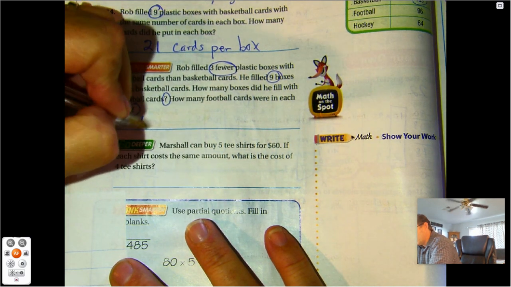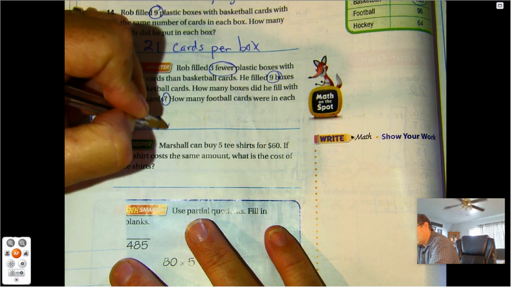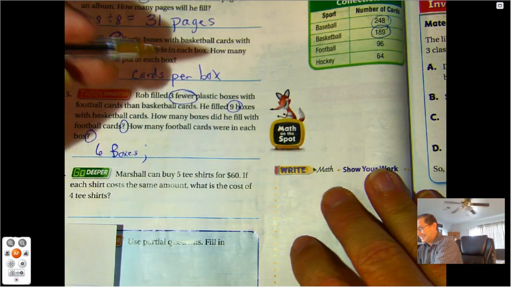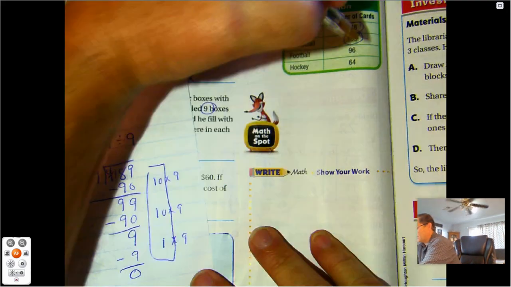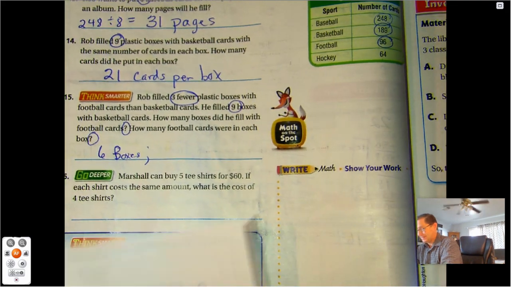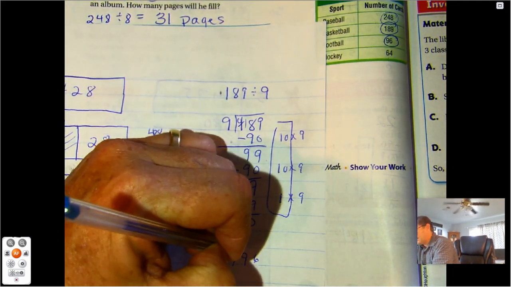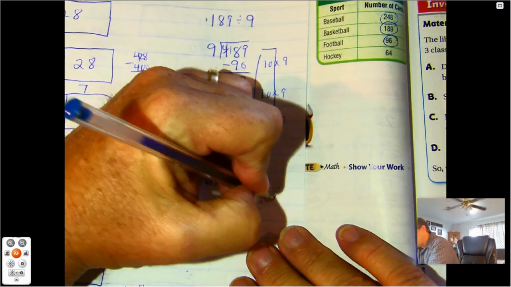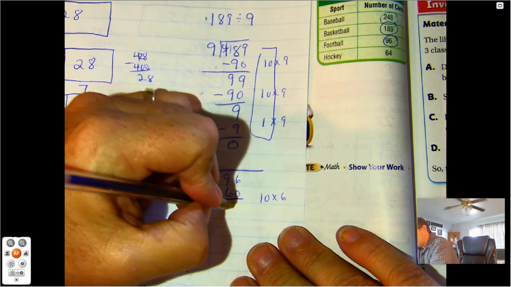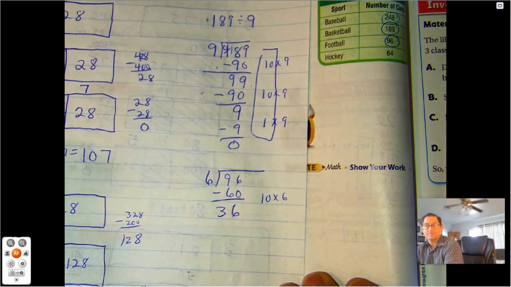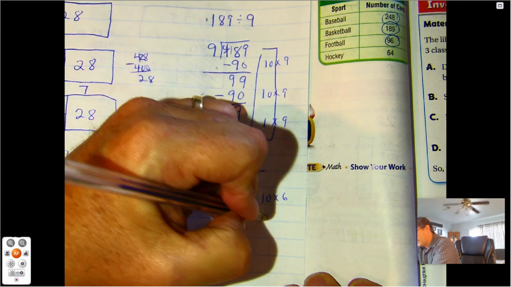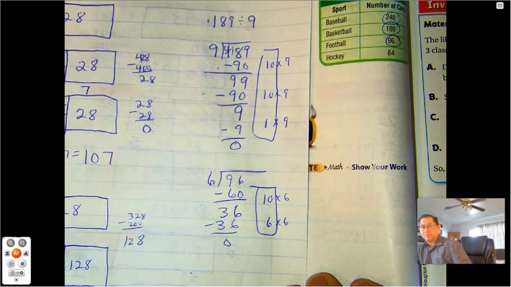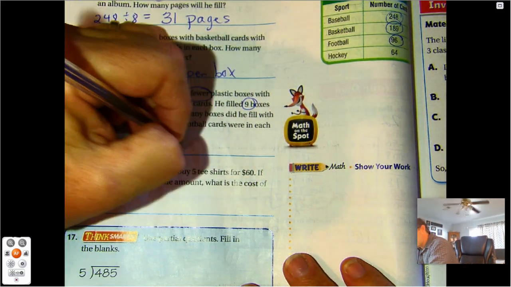6 boxes of football cards, and his football cards were 96. So 96 divided by 6. Well, I know I can take 10 sixes away. That leaves me 36. Well, how many 6s can I take away from 36? 6. Leaves me 0. So 10 plus 6, 16. 16 cards per box.